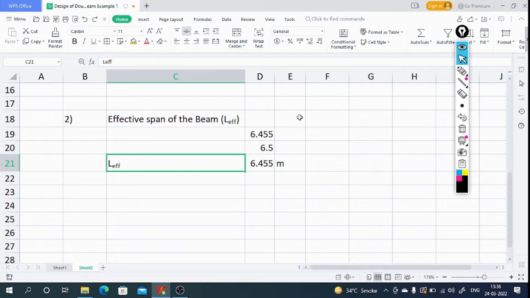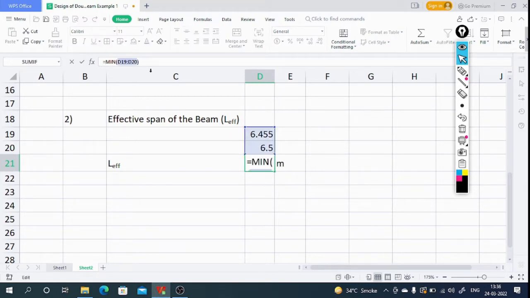Here I am getting the value of L effective up to 3 digits. I want the value up to 2 digits. In that case, what I have to do is use the roundup function, and specify how many digits I want. I can use the roundup function with the minimum function also. Roundup function can be used with any function for that matter. I will just add roundup, and I will specify here 2 digits, comma 2, bracket closed. Here I am getting L effective 6.46 up to 2 digits.